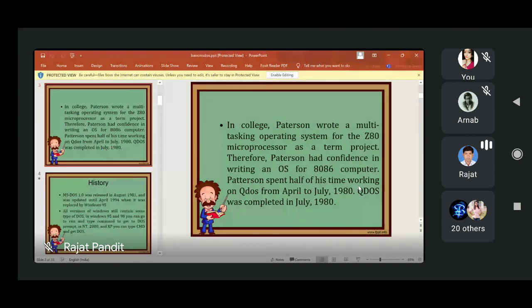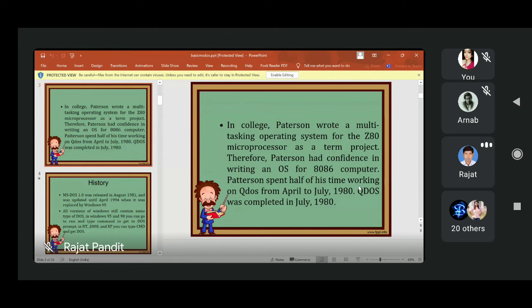This is the information about the DOS operating system: Paterson wrote a multitasking operating system for the Z80 microprocessor. You can remember that we have already discussed first generation, second generation, third generation and fourth generation computers. The last generation we have seen is based on the microprocessor, right? The fourth generation computer is based on the microprocessor. So the microprocessor is itself a computer. It has its own computing power. It can do some operations.